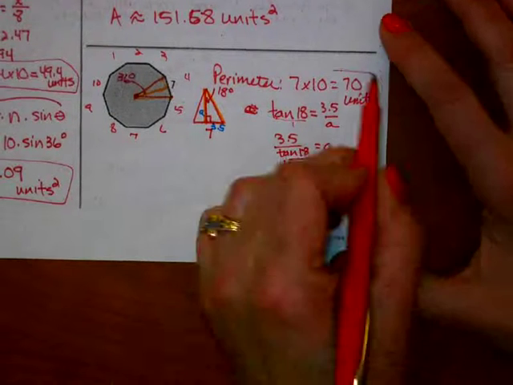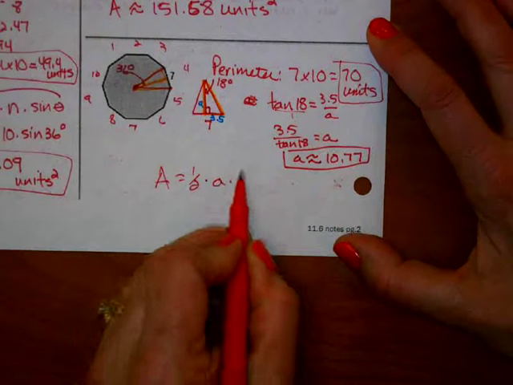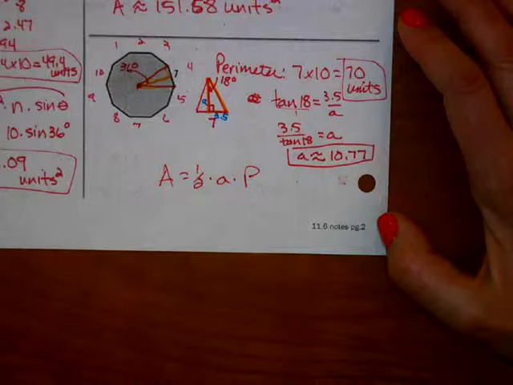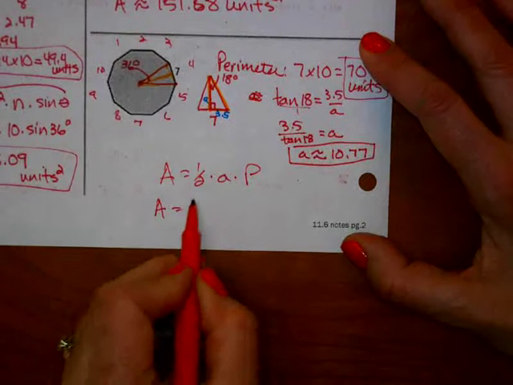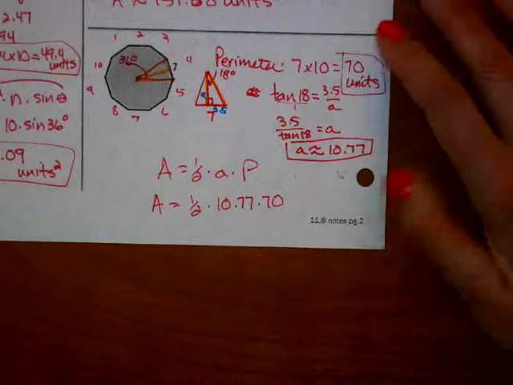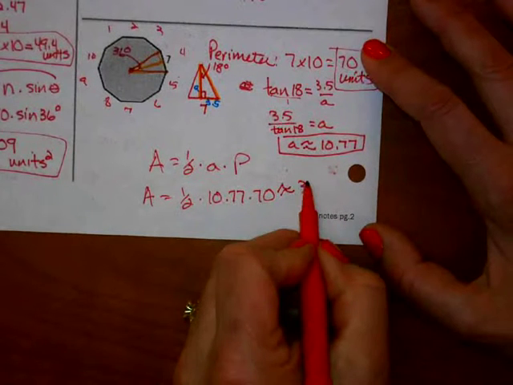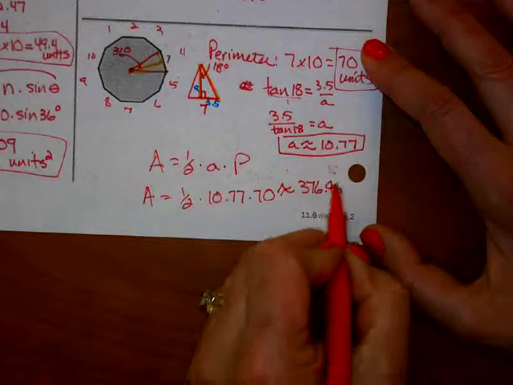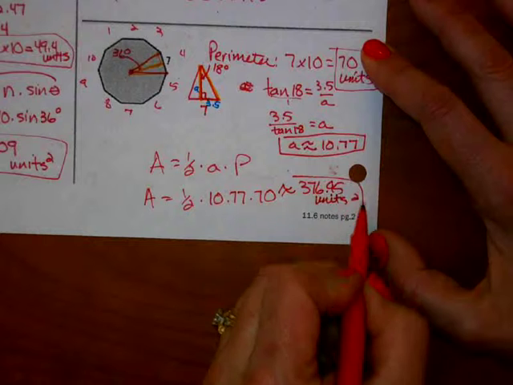And I have the perimeter, so I can find the area using this formula. Yeah, we still haven't found the area. Area equals 1/2 times my apothem times my perimeter, which is approximately 376.95 units.